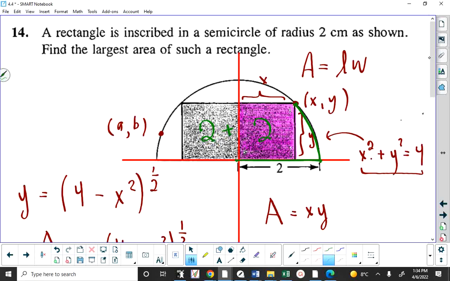Yep, Farhan. For that question, can't we just break that up into four triangles and then use 2 for the hypotenuse and just do it that way? It would be way quicker.